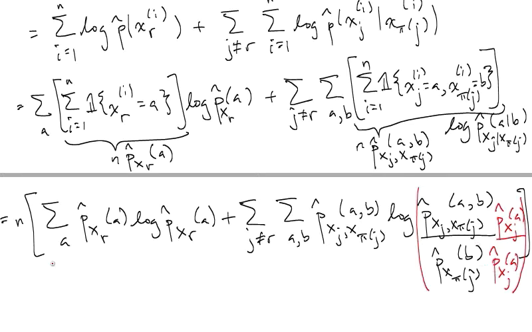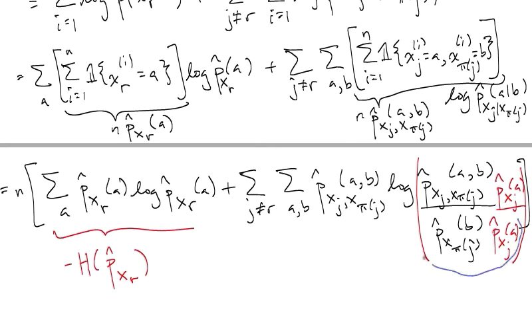So you probably notice that this thing here is related to the negative entropy. Again, here the log is natural log, but that's okay. We can still talk about the entropy. It's just not in terms of bits. Okay, in terms of nats. So here we have entropy of p hat of xr. And then here we're going to have this thing in blue.